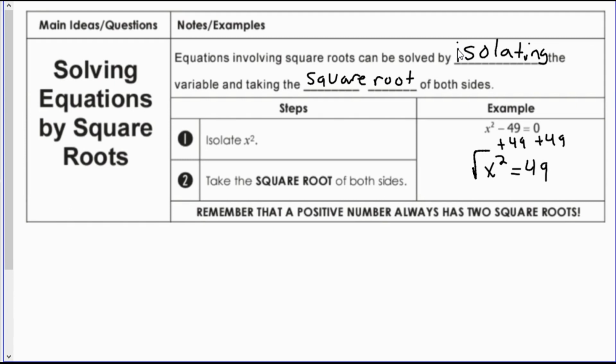And then I'll take my square root of x squared. So the square root of x squared is x, and then the square root of 49 is plus or minus 7. Whenever I take the square root of a number, it is always two square roots. So it's always the positive version of the number and the negative version of the number. Because 7 squared is 49, but negative 7 squared would be negative 7 times negative 7, which is also 49.